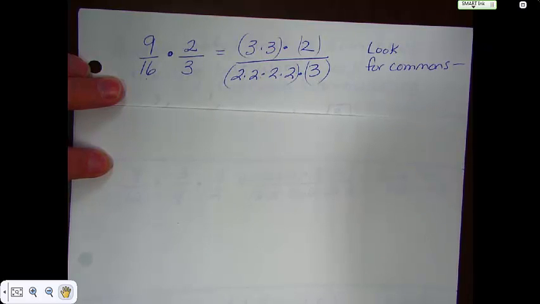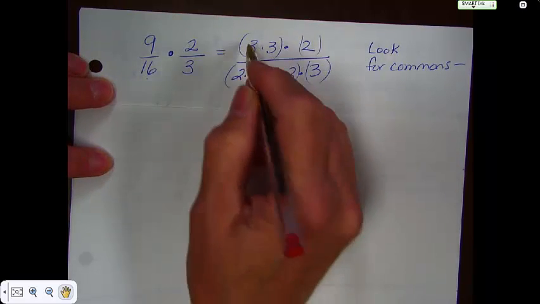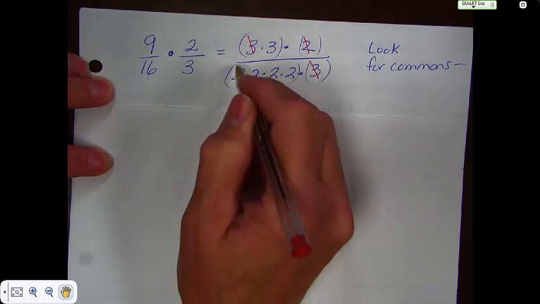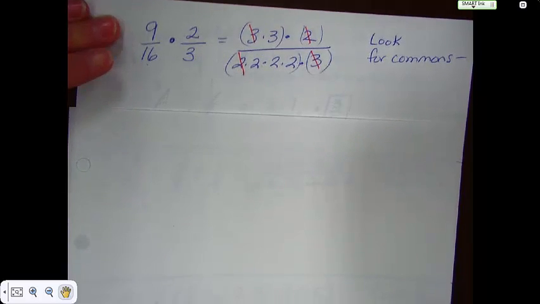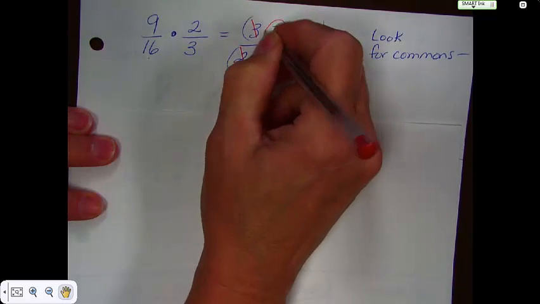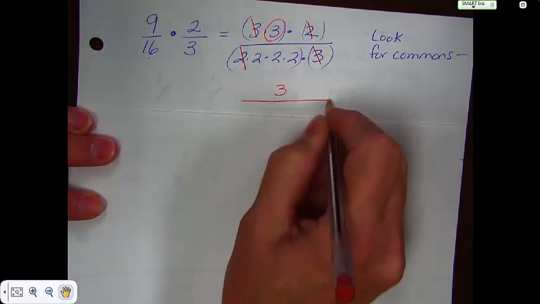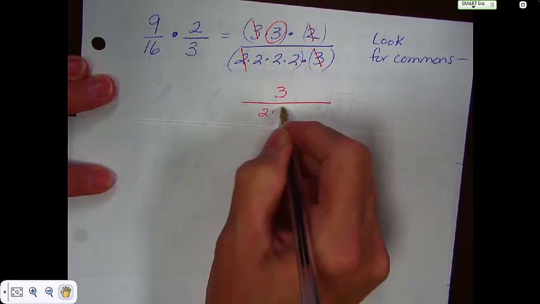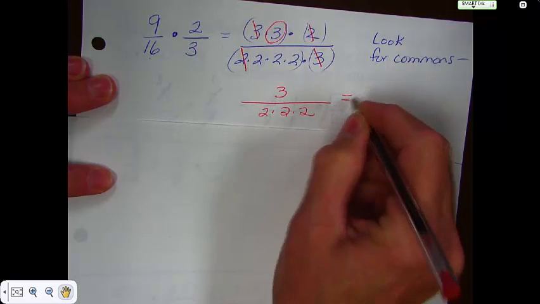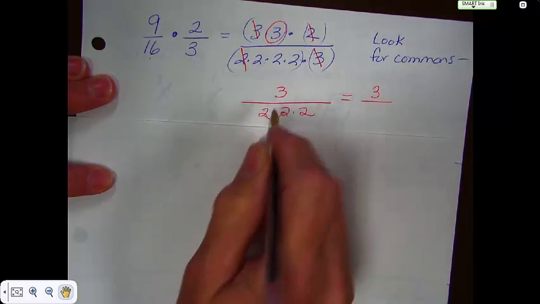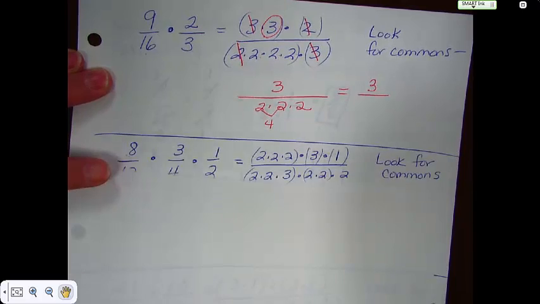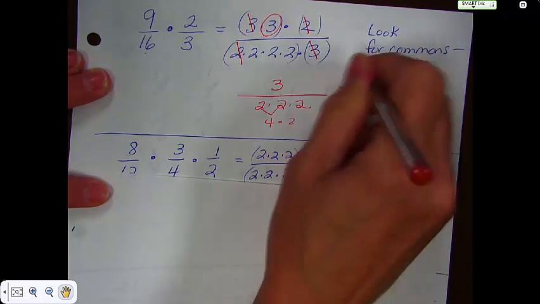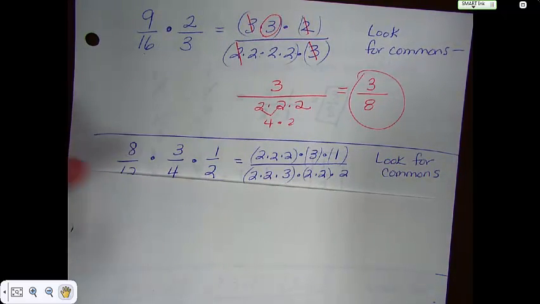Now we have to look for commons. We have a 3 in the top and a 3 over here. No more 3's in the bottom. We got a 2 in the top and a 2 down here. So what do we have left to multiply? Well, we've got this 3. So that stays on the top. And then on the bottom we have 2 and 2 and 2. So we have 2 times 2 times 2. 3 over 2 times 2 is 4, right? Times 2 is 8. And there is your multiplication problem, and we know it's right because we did it.